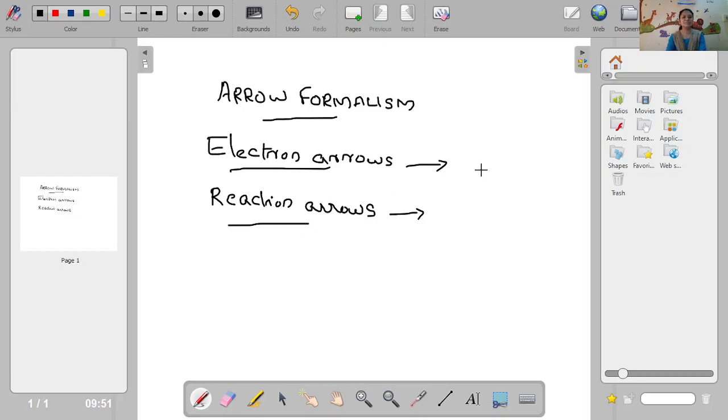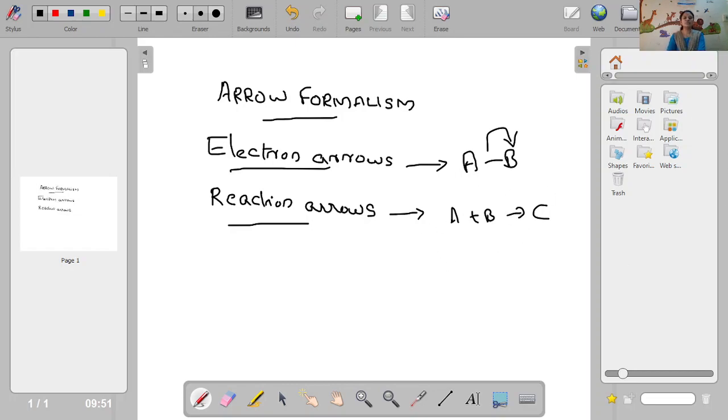Electron arrows simply represent the transfer of electrons, like A to B. So we are representing the transfer of electrons. And reaction arrows, A plus B gives C, represent a reaction. So generally, arrows are used for representing the transfer of electrons or for representing reactions.